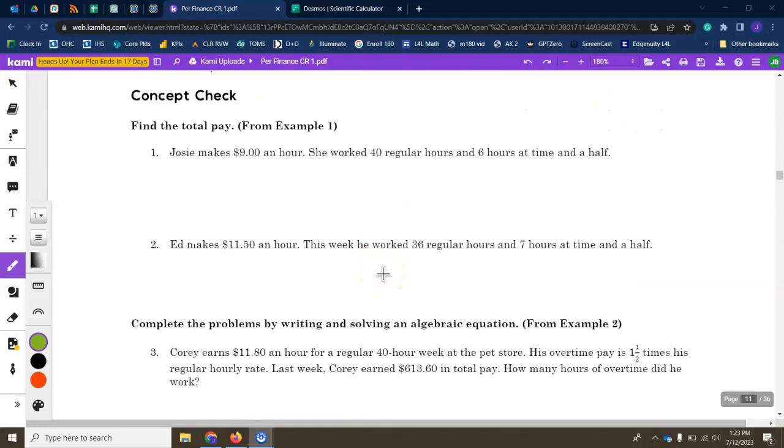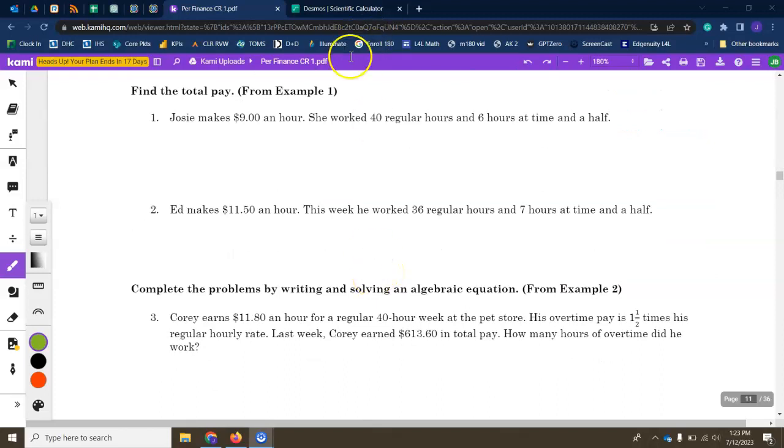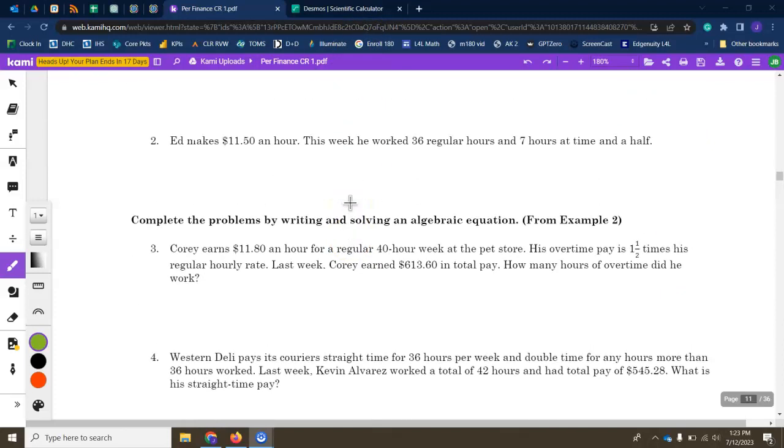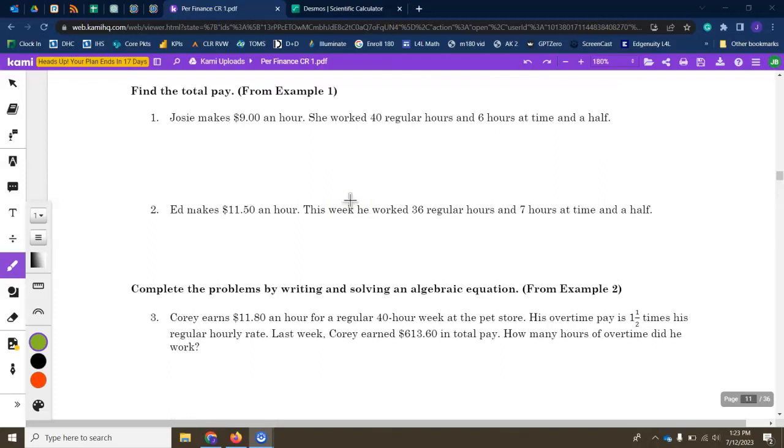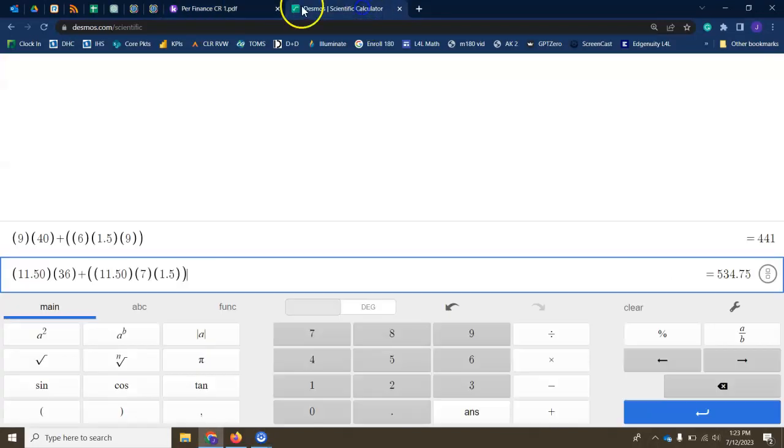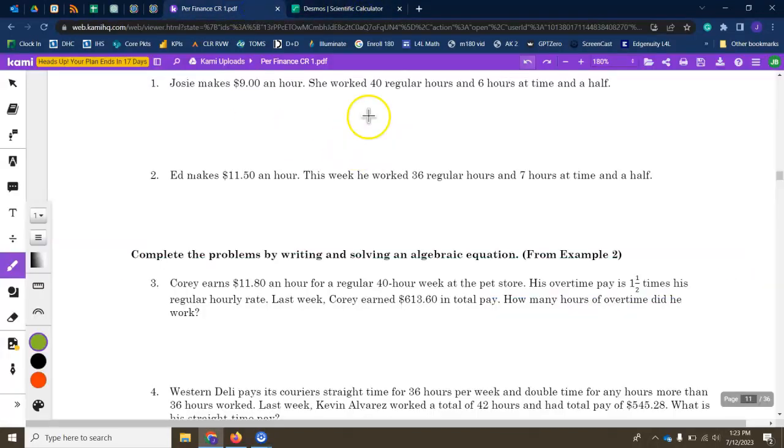So let's jump into this concept check. And these are really straightforward. Because there are so many problems, and I really want to go into detail, we're not going to use Desmos to make our calculations. I'm just going to use a calculator off screen to make some of these calculations. Makes it a lot faster.